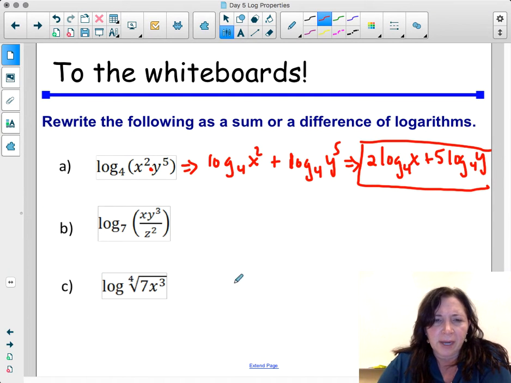For this one right here, this might be a few steps, but let's use a different color.